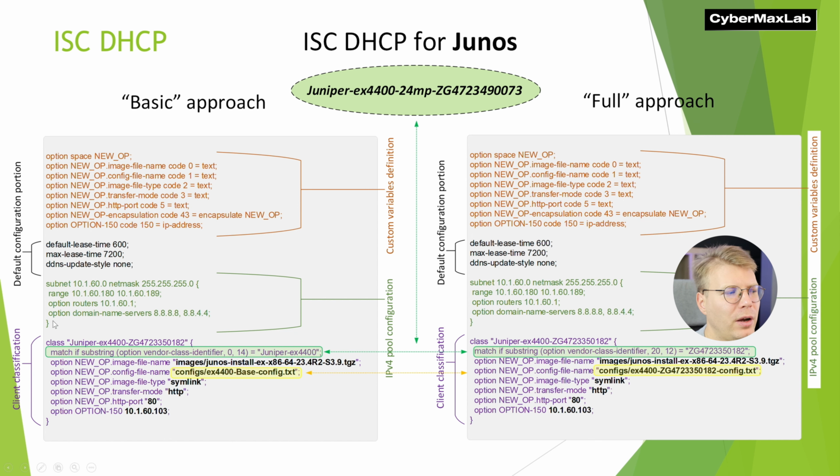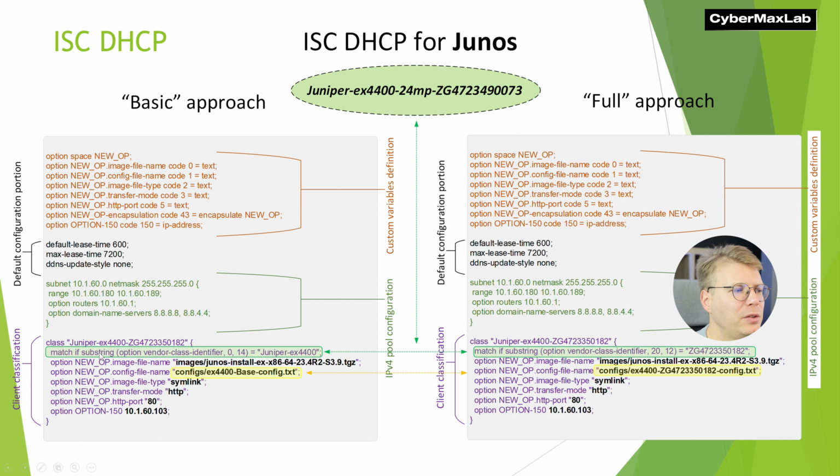Theoretically, you could put other options right here under the subnets, but it would send them to everybody, which we don't want. So how can we bypass it? In this case, we can use the next portion, which is purple, called client classification. So now we can classify clients based on certain information the client is sending to us. And then I create the class, I give it a name, and then I use match. If this match is true, all the options down below are being sent to the client. If it is false, not.